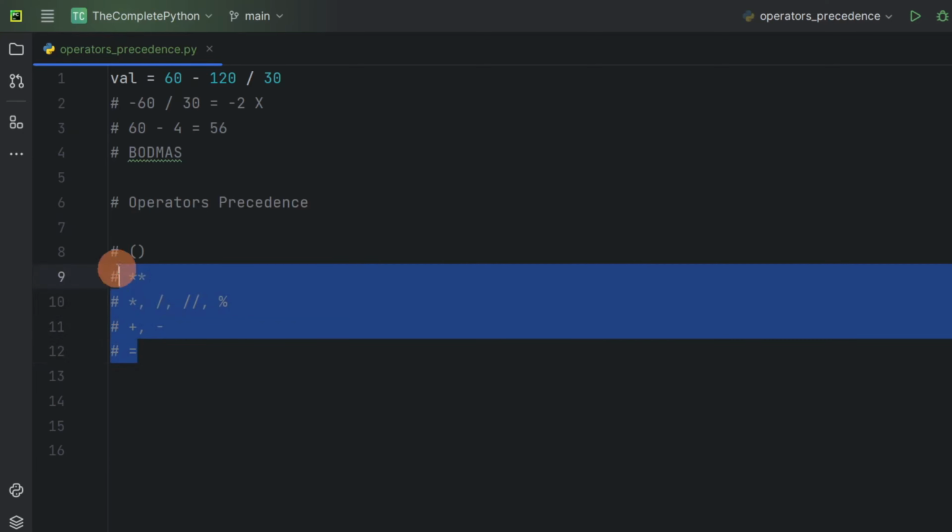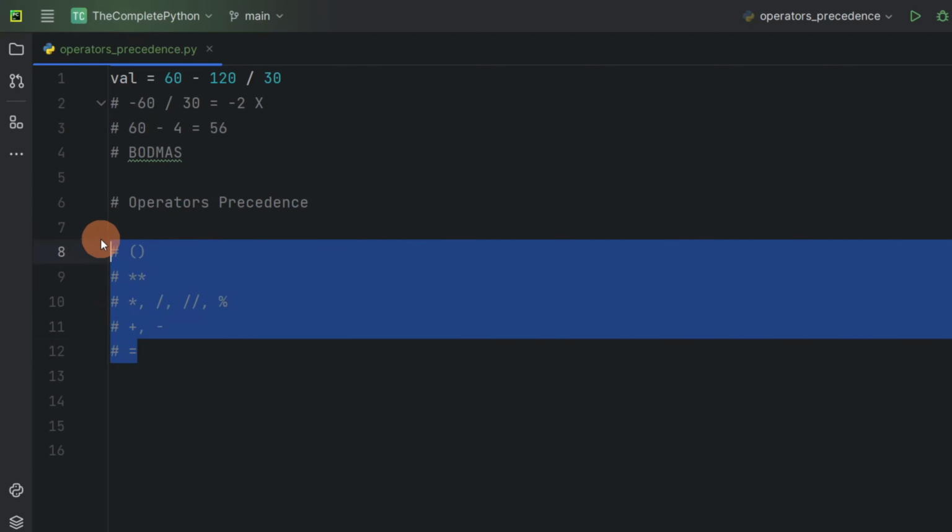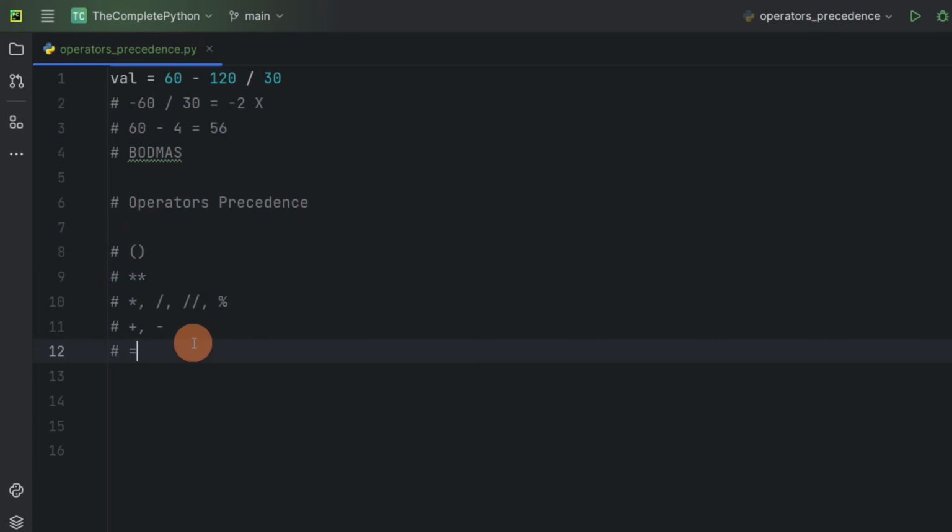So here we have some of the operators that are present in Python. Here the operators are written in decreasing order of their precedence. So the higher the operator is, the higher its precedence. When the Python interpreter simplifies an expression, it will solve the operator first which has higher precedence. First we have parenthesis, which has the highest precedence. Then we have the power operator. Power is an arithmetic operator and it has higher precedence than any other arithmetic operator.